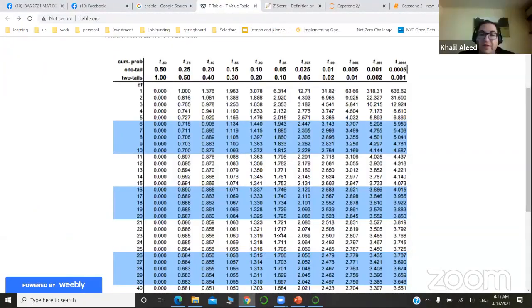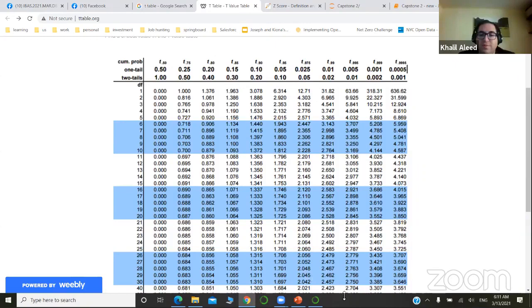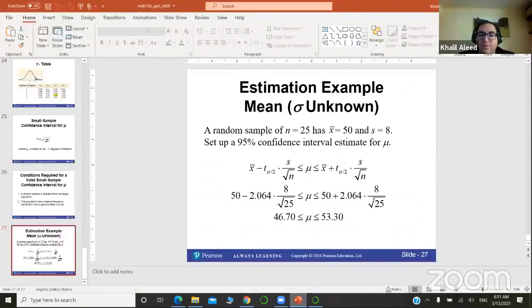Clear? Yes, now it's clear. Any questions? Okay, so that's how we find the T value.